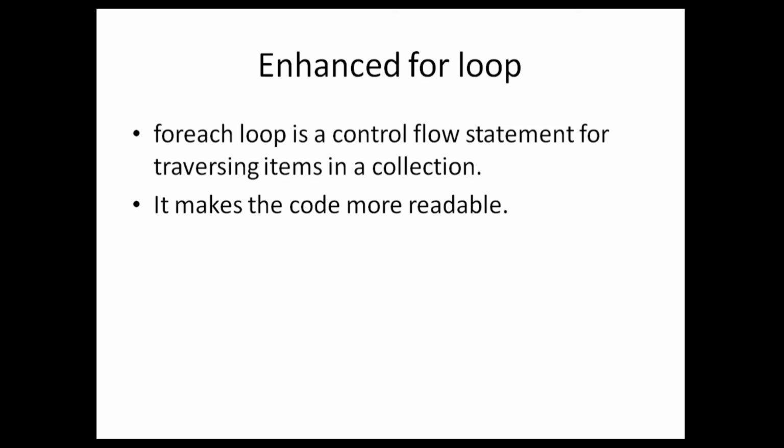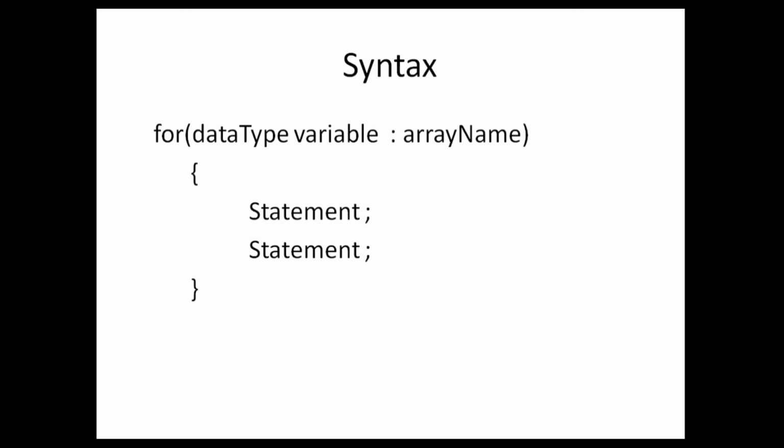Let's have a look at the syntax. So it consists of for, data type, variable, and the array name. So the array name is our data or collection where we have data, and the data type is the same data type that we have in our array.